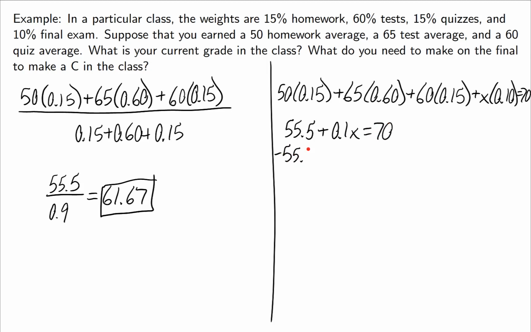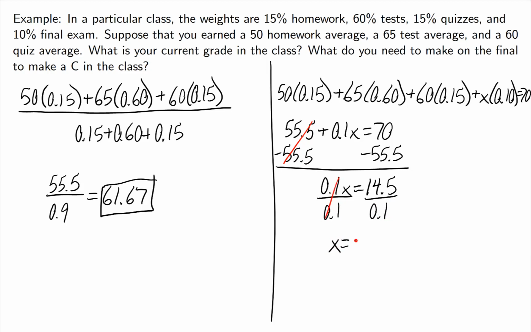Let's subtract the 55.5 from both sides. We get 0.1x is equal to 14.5. Now divide by 0.1 on both sides, and we get x is equal to 145. No, we did not make a mistake. Because the student didn't do the homework, they didn't really do well enough. That 10% on the final exam, they need a lot of points to get up to passing. They need a 145 on the final exam out of 100 to pass the class.